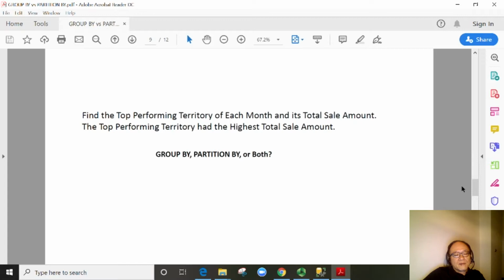Lastly, in the third use case, we want to find out the top performing territory of each month and its total sale amount. Again, pause the video. Think about this use case for a minute. What do we want to use? Group by, partition by, or both?